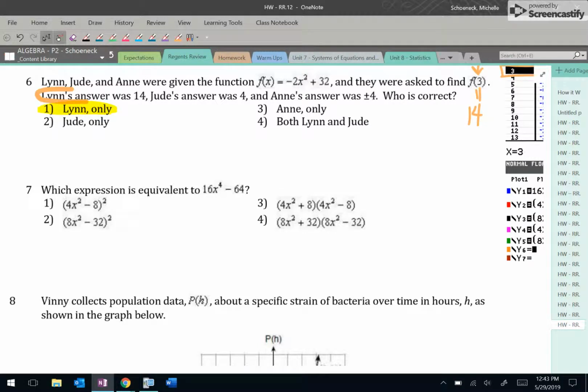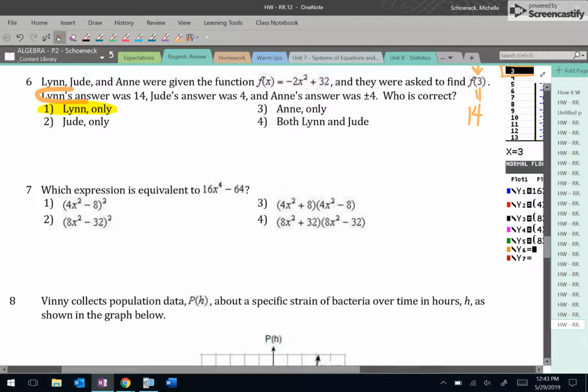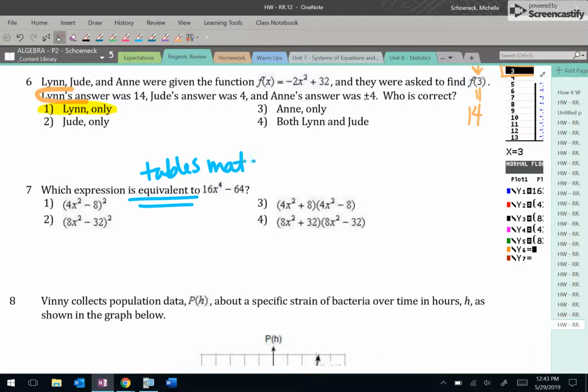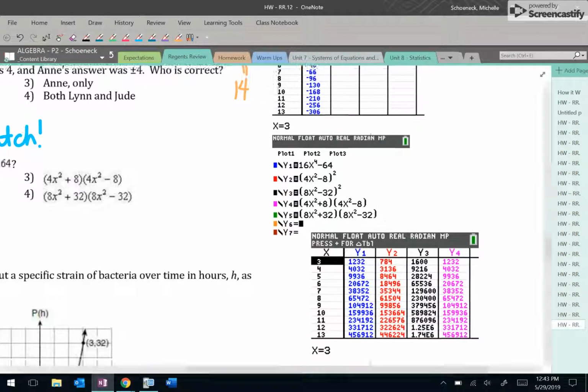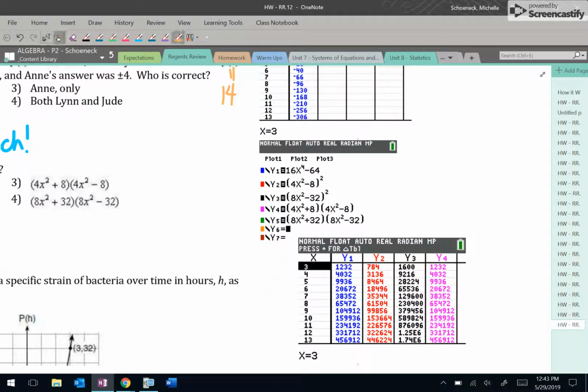Number 7, which expression is equivalent to? All right, remember, equivalent to means that the tables match. So type them all into y equals. Find which one matches. Okay, this was my starting one. And the one that matches it was over here, y4, which is answer choice number 3.